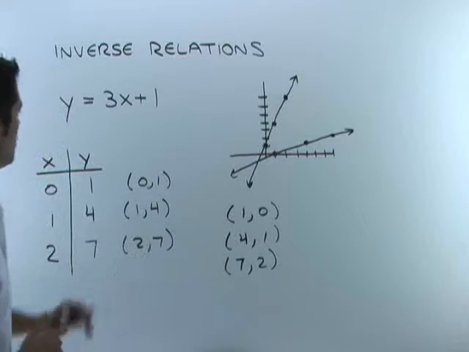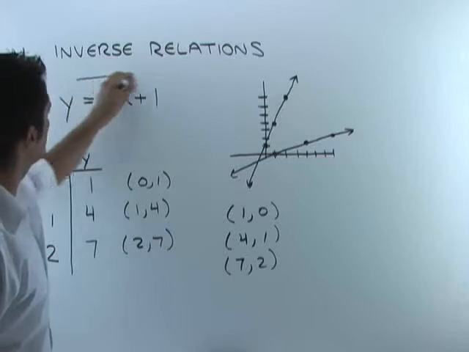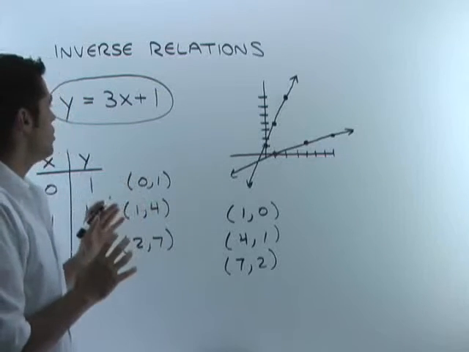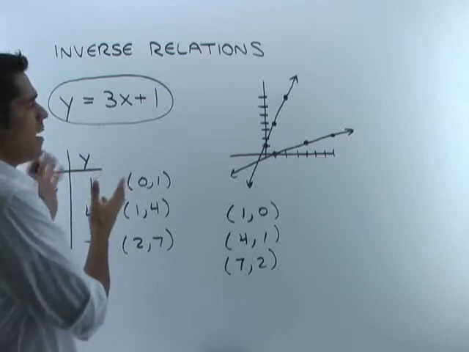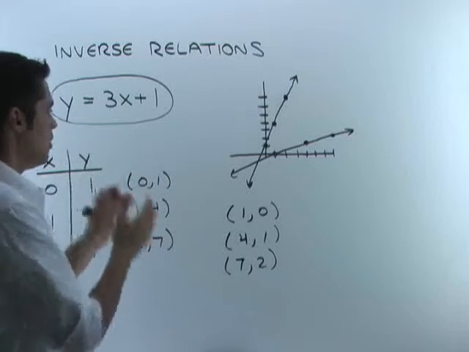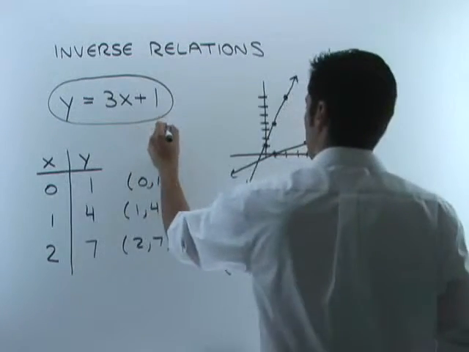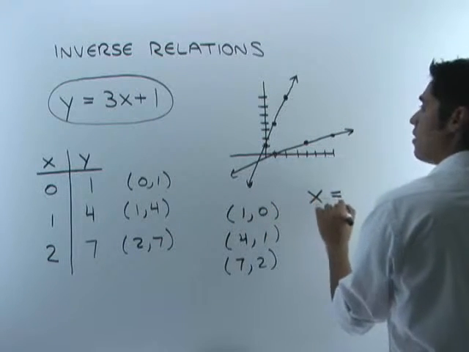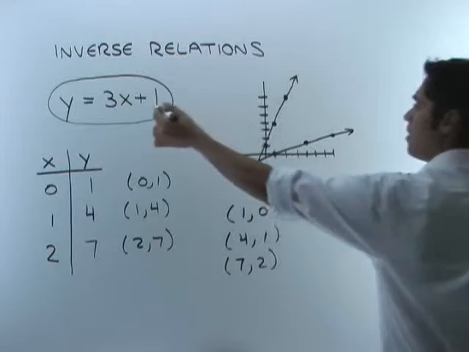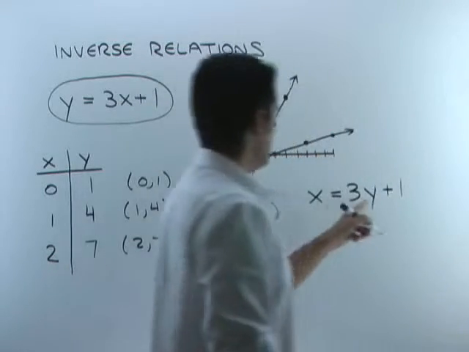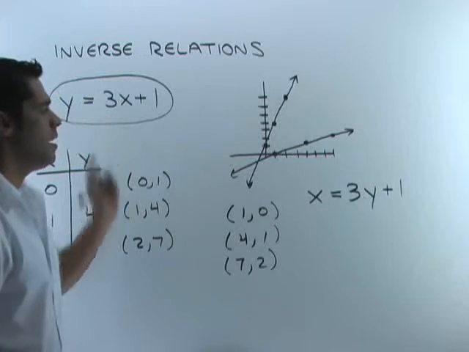The other point of view is to look at it purely from an algebraic point of view. If you take this, to find the inverse relationship, all you have to do is switch your x and y variables, meaning wherever you see an x, put a y, wherever you see a y, put an x. So what I'm going to do is bring this down here. I'm going to switch the left side, change the y to an x, and then change this x to a y. Now this is the inverse relationship of this equation.